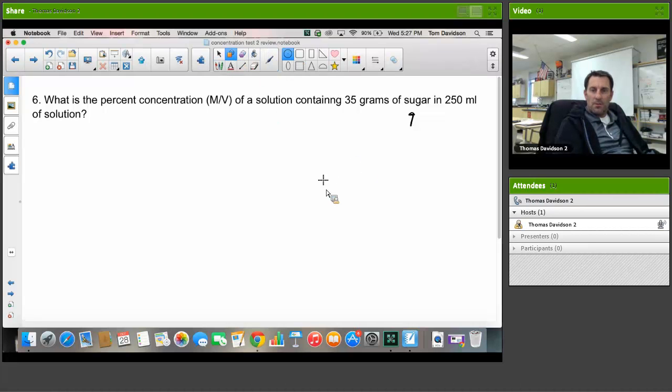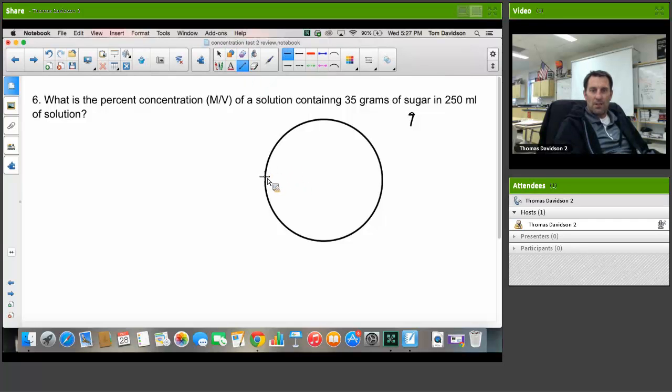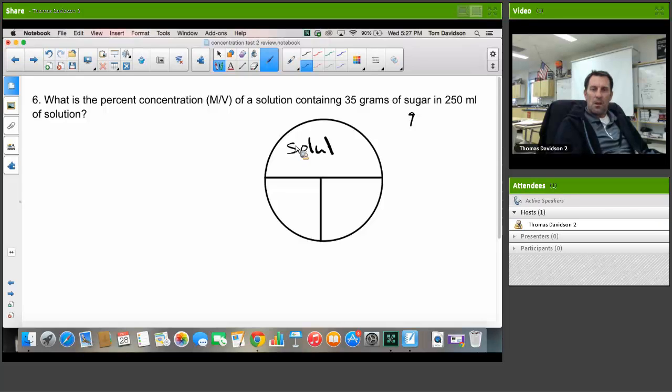So if you don't remember the circle, it's this. I'll go as fast as I can. Now, if you don't like how the circle works, that's fine. Don't use it. Just use algebra. But for percent concentrations, we have our solute, and it's most of the time in grams. All right, this is mass over volume, so this time it absolutely is grams.